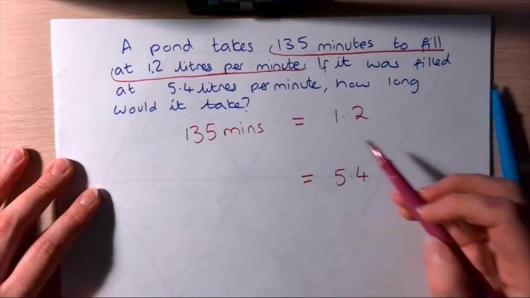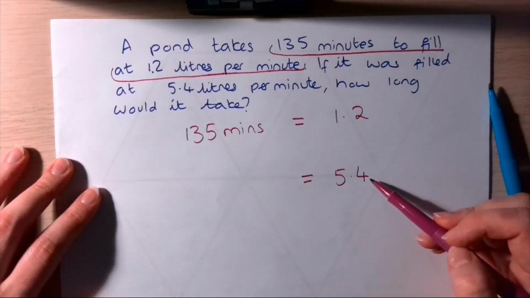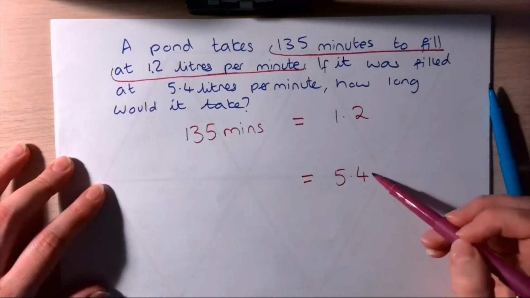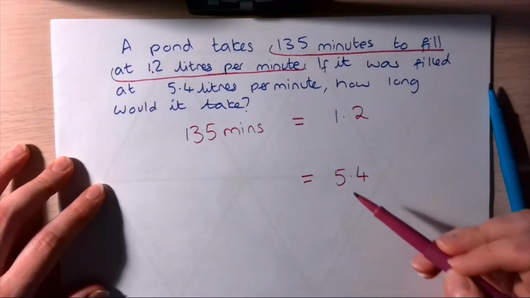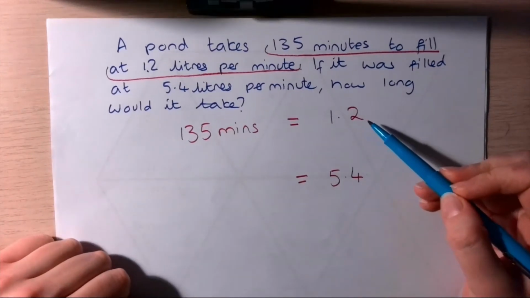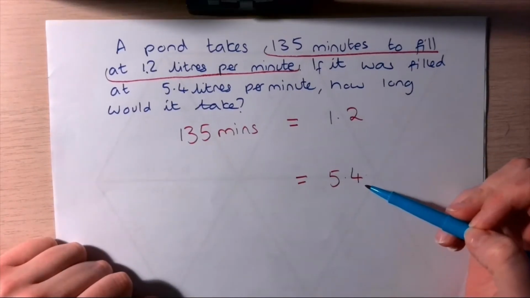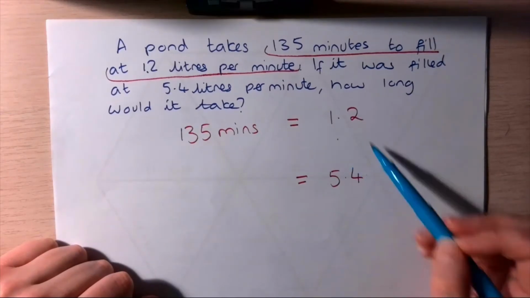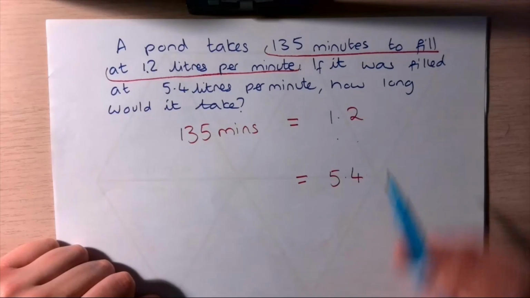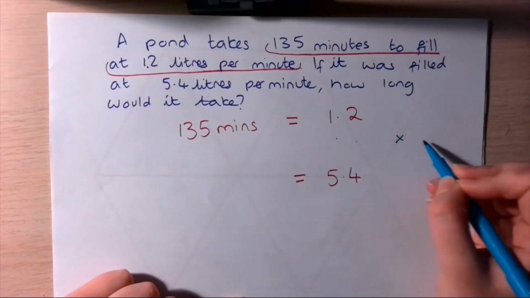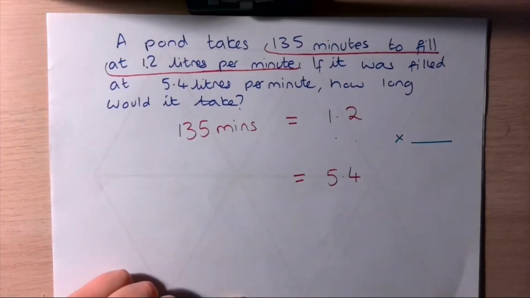Now, I can't see any nice connection between these numbers. So I'm going to show you a little bit of a trick here. If you can't see how to multiply this number to get to this number, and I can't even get that down to 1 and multiply back up, there's not a really nice way to do it. We want to multiply it by something, don't we?